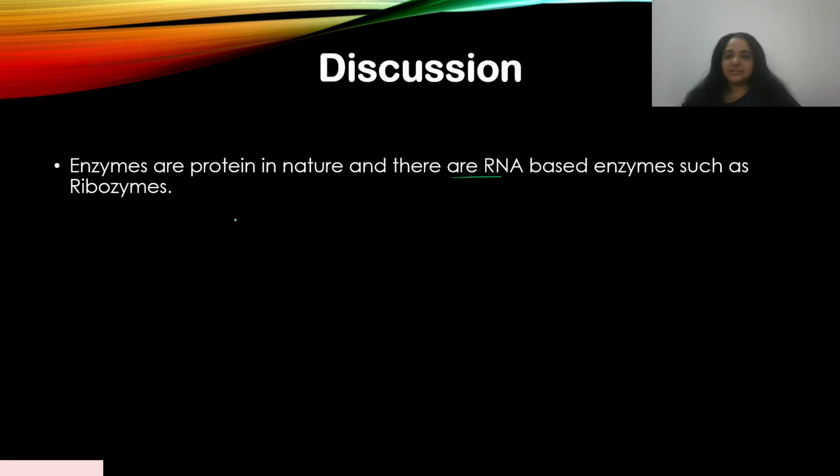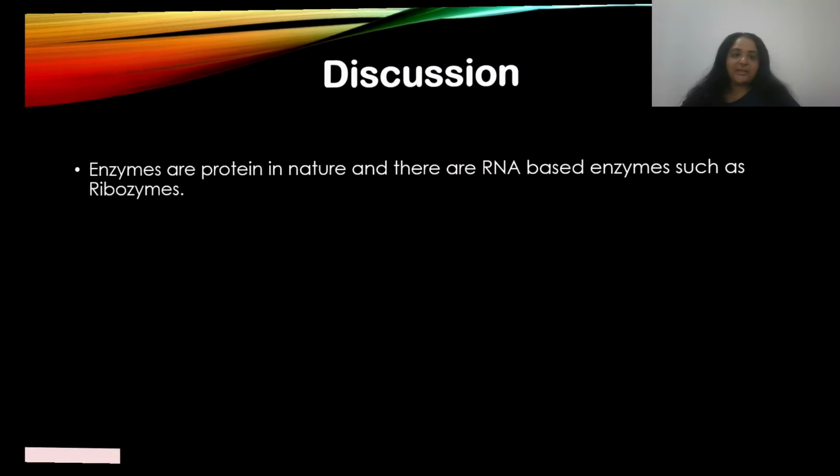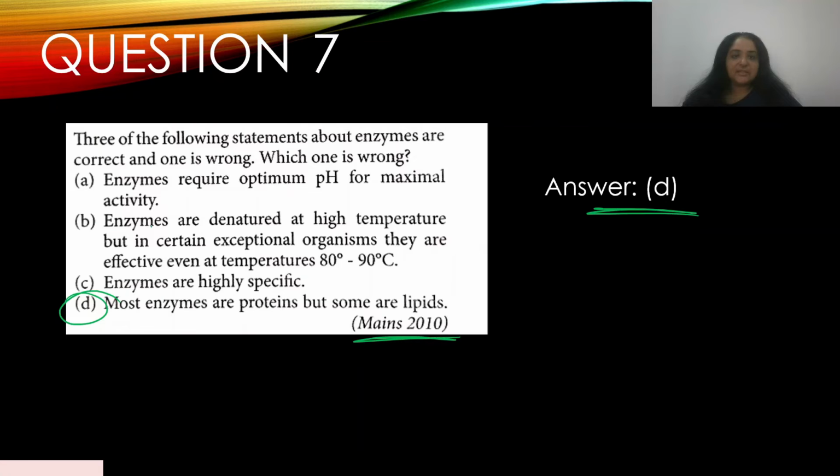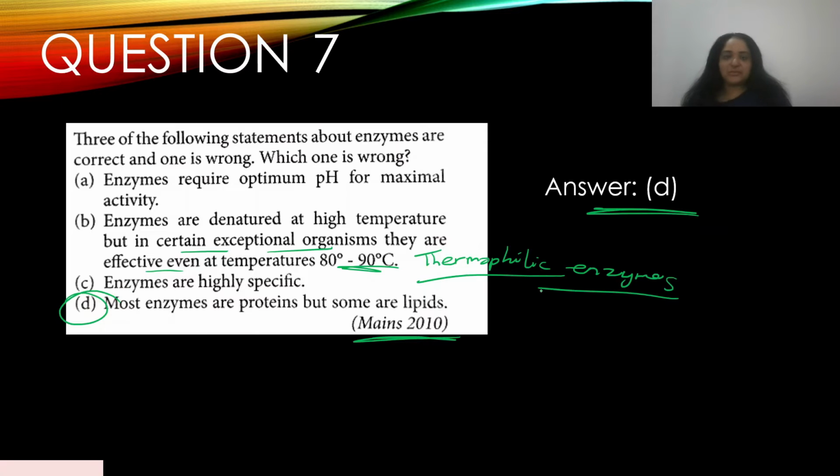So the RNA based enzymes, such as ribozymes. Now if you go back to the question again, it says enzymes are denatured at high temperature. Yes, we know that, we just saw the graph. But in certain exceptional organisms, they are effective even at high temperatures. There are certain enzymes produced by bacteria or some organisms that are thermophilic, that means they are heat loving. The thermophilic enzymes, this is another exception. Just like ribozymes, the RNA based enzymes, the thermophilic enzymes also perform well at very high temperatures like 80 to 90 degrees Celsius.